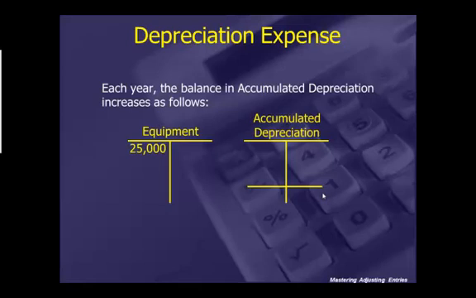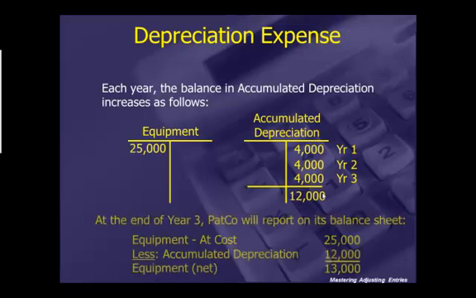To take a look at the accounts, equipment has $25,000. Accumulated depreciation at the end of year 1 will have a credit of $4,000, year 2 another 4, year 3 another 4, so each year $4,000. Well, they've gone through 3 years here. There would be an accumulated depreciation balance of $12,000, and the book value that would be reported at the end of year 3 would be the equipment at cost $25,000 less the accumulated depreciation of $12,000, and it would leave a net book value for the equipment of $13,000.